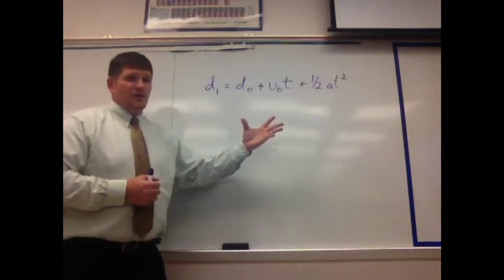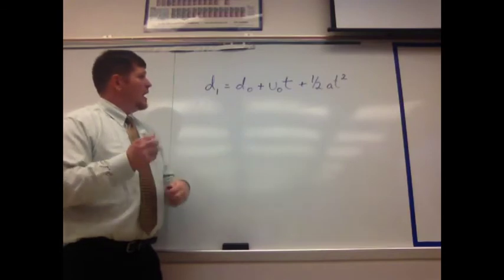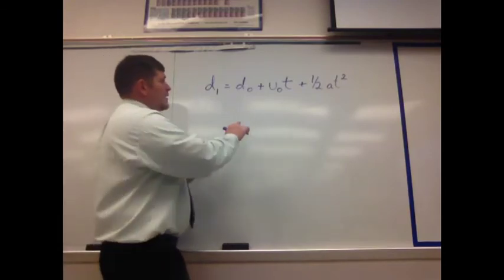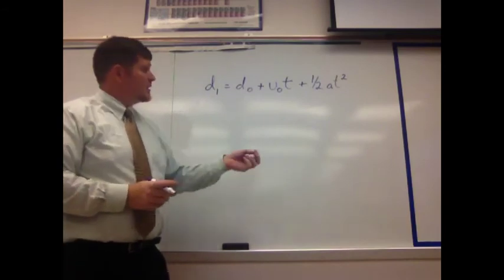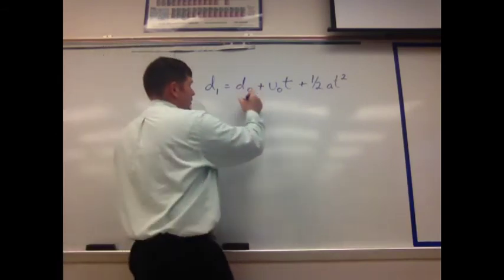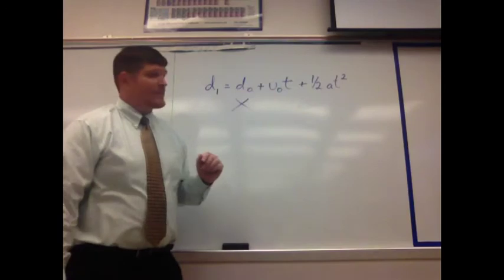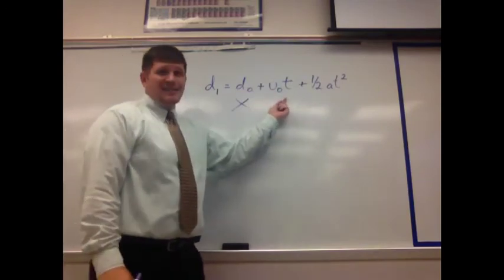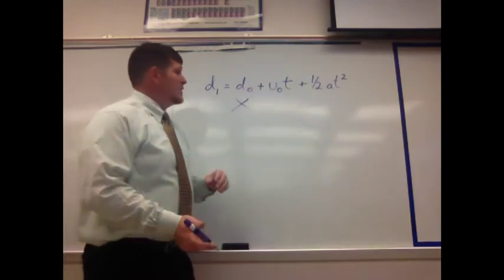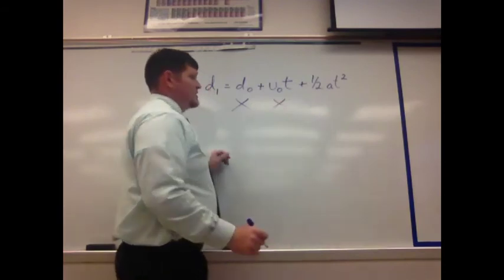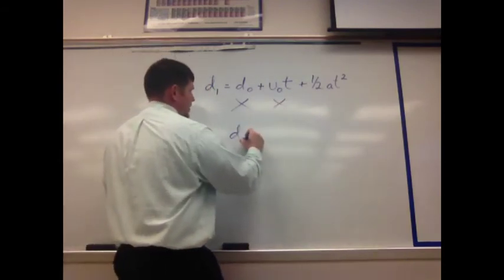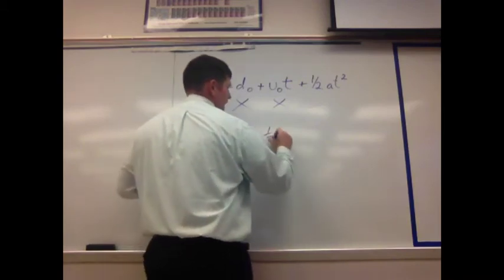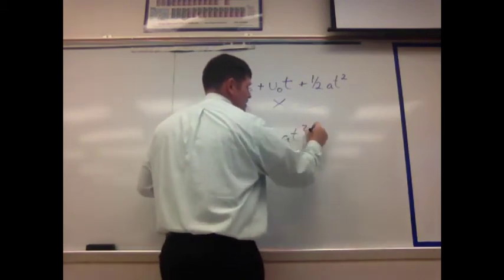The equation at first looks really, really gnarly because it's kind of long, but half the time, our initial distance is 0 because we're starting at a 0 point. So we can get rid of this part of the equation. Our velocity usually starts at 0. So we can get rid of this part of the equation. So usually what we're solving for most of the time is d1 equals 1/2 at squared.